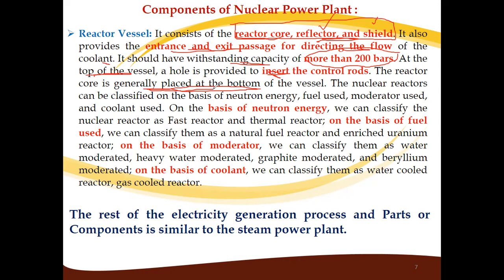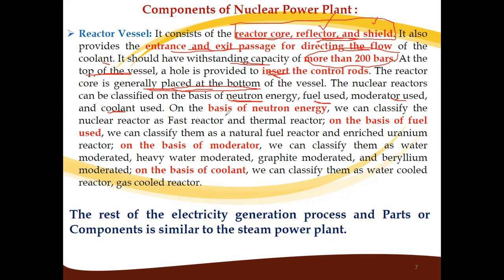Nuclear reactors are classified on the basis of neutron energy, fuel used, moderator used, and coolant used. So this reactor may be classified into different types based on these criteria: on the basis of neutron energy, on the basis of fuel used, on the basis of which moderator is used, and on the basis of which coolant is used. So we'll see this classification.